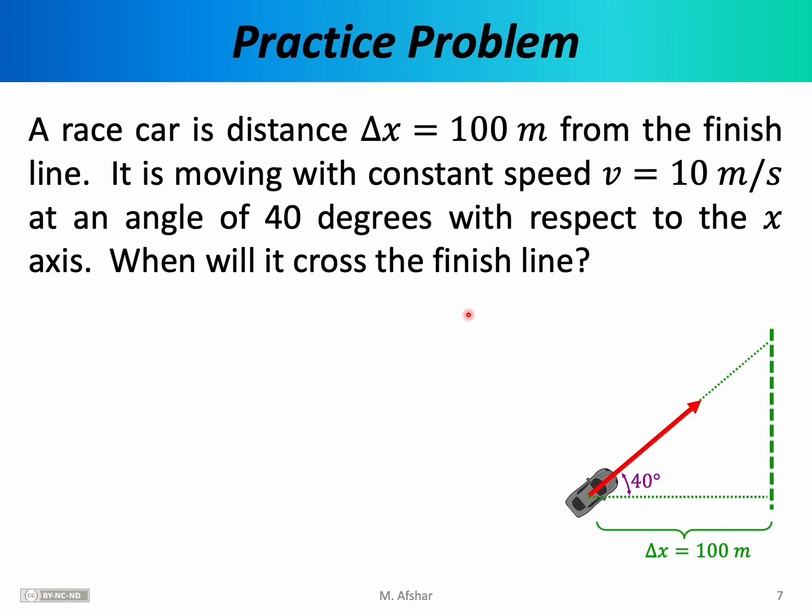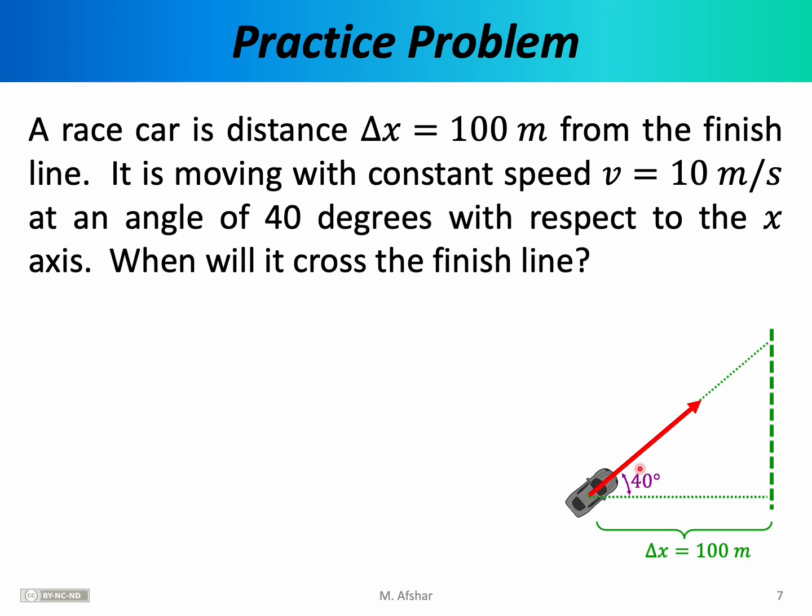So here's a practice problem that demonstrates some of the ideas we've been discussing. A race car is a distance delta x from the finish line. It is moving with constant speed v at an angle of 40 degrees with respect to the x-axis. When will it cross the finish line? So here on the right side, we have the finish line of a race, and we have a car that is only 100 meters away from the finish line, but for some reason, let's say the car is out of control, and it's not moving directly towards the finish line.